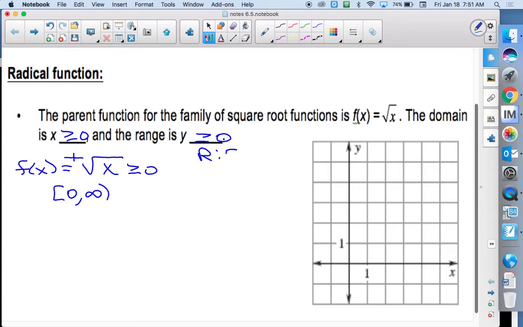So our range is also from 0 to infinity. The domain has to be positive because we can't take the square root of a negative number, but that's going to make the range then also positive.